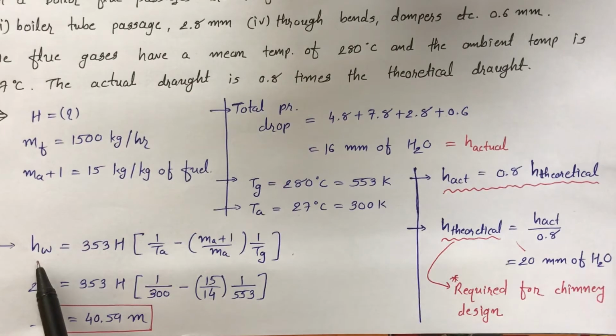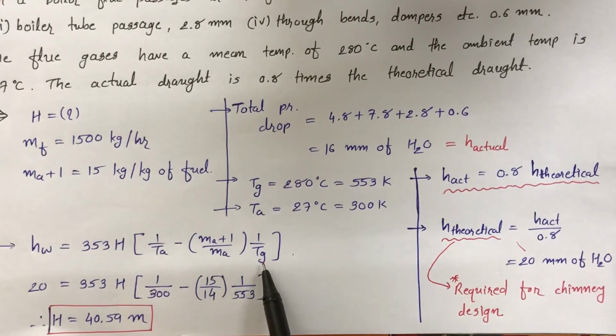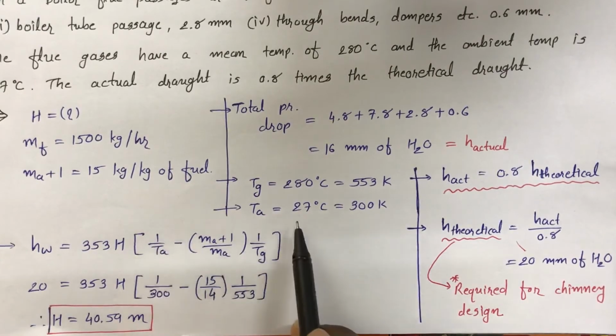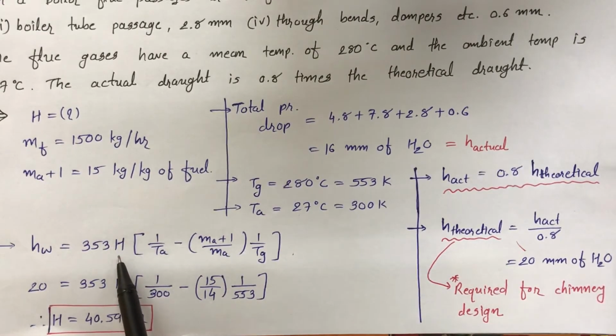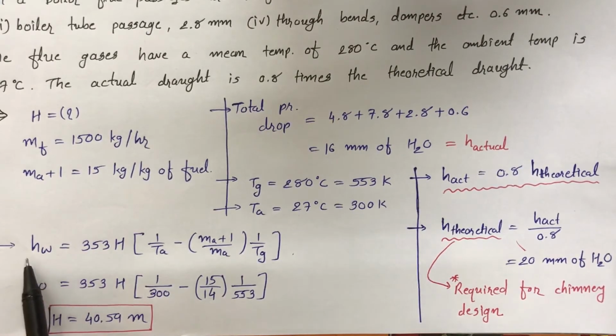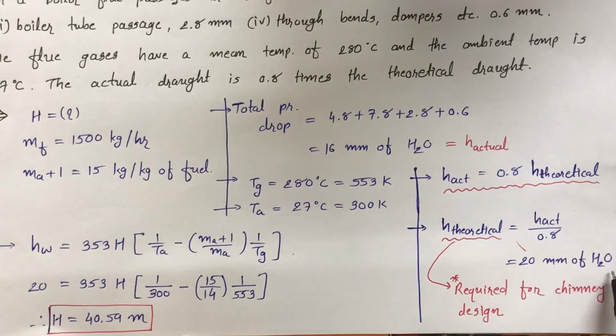Use the equation of HW. HW is given to you. Ta, Ma and Tg, all these values are there in the data. So you can easily find capital H in meter. Here you have to put the value of HW in mm of H2O only. Height is coming out to be 40.59 meter.